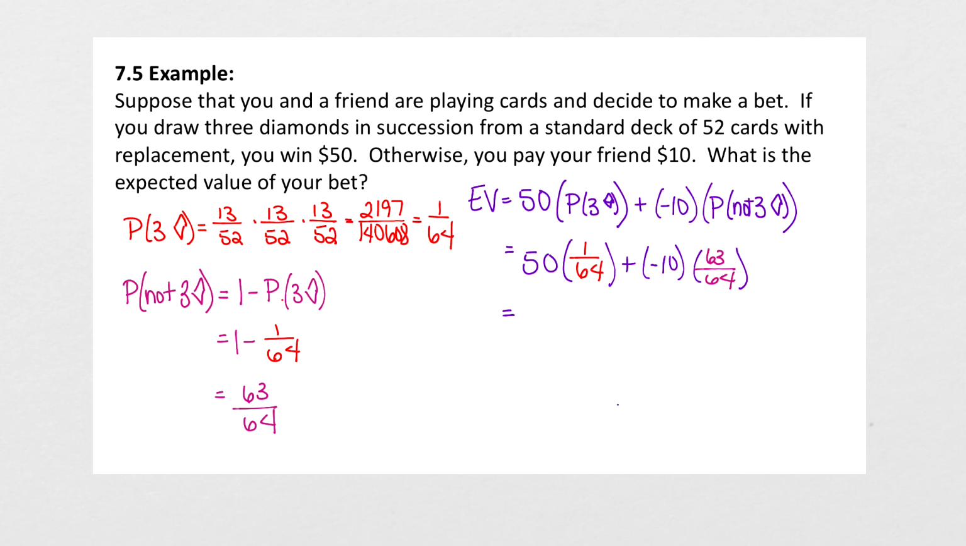And we would end up with negative $9.06. So your expected value is that you would lose $9.06. Now, do keep in mind that this isn't saying that you would lose $9.06. This is just the expected value. There's really only 2 chances. Either you get 50 or you lose 10. What this tells us is that there's a good chance of you losing, so you probably should not play this game. And that's the only example we have for Section 5.